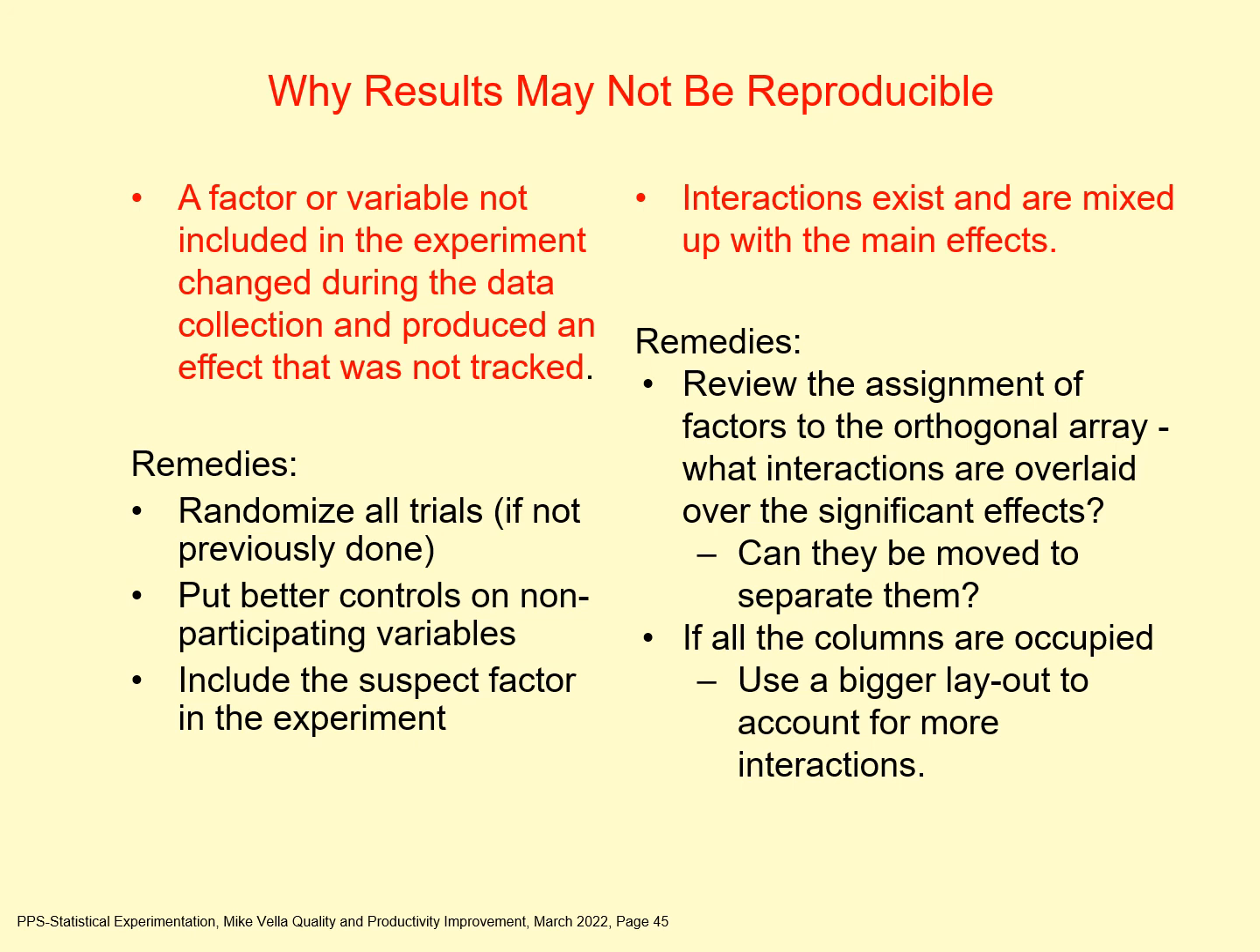Or perhaps there were interactions that existed and were mixed up with the main effects. You didn't know that there was going to be an interaction, but one existed. So as a remedy, review the assignment of the factors to the orthogonal array. Were any of these interactions overlaid over the main effects? Can they be moved to a different column and separated? If all the columns are occupied, use a bigger layout to account for more interactions.